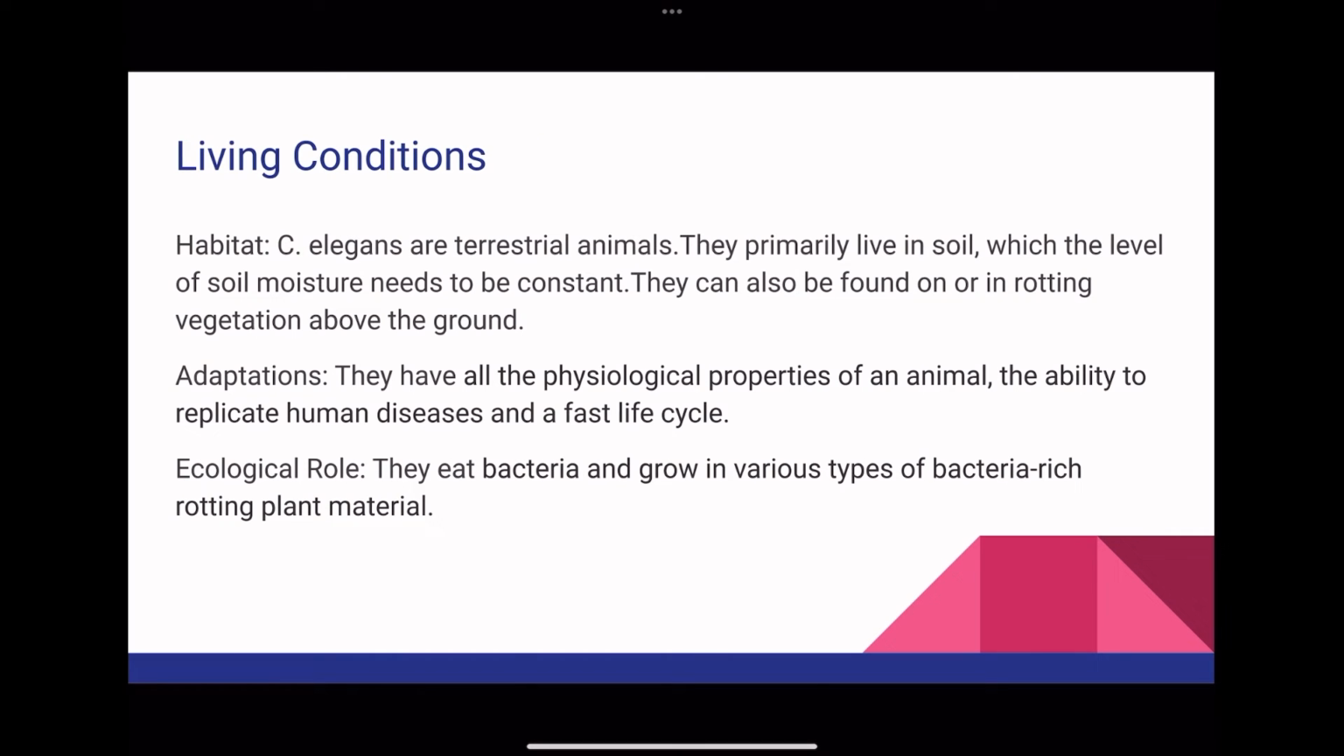Living conditions. Habitat. C. elegans are terrestrial animals. They primarily live in soil, where the level of moisture needs to be constant. They can also be found on or in rotting vegetation above the ground. Adaptations. They have all physiological properties of an animal, the ability to replicate human diseases, and a fast life cycle. Ecological role. They eat bacteria and grow in various types of bacteria-rich rotting plant material.